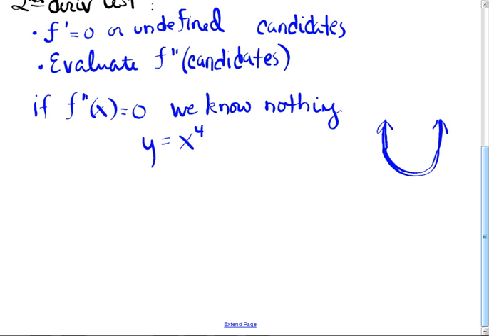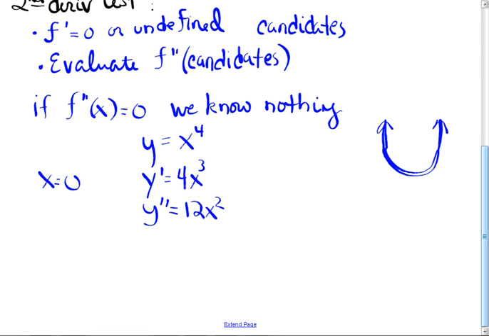Okay, it's concave up. Let's look at the first derivative. y prime is 4x cubed. What is the candidate? x equals 0. So what's the second derivative? 12x squared. And it's 0. I just don't know anything. Because a lot of you will say the second derivative being 0 is something, but it isn't anything.